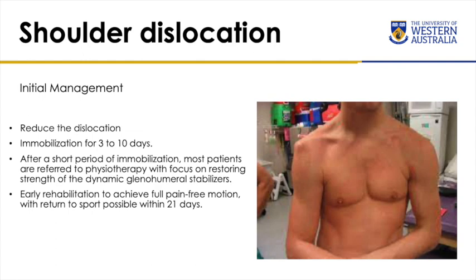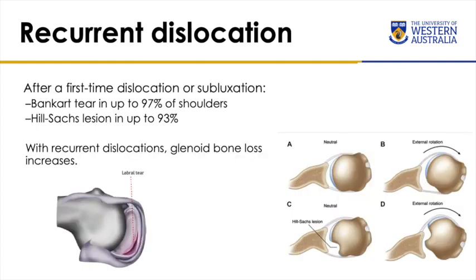With early rehabilitation, the patient should be able to achieve pain-free range of motion within 2 to 3 weeks, with the return to sport possible in 3 weeks. Unfortunately, that is often not the end of the story, with many patients going on to have recurrent dislocations. This is because the damage done during the initial dislocation to the static stabilizers of the shoulder leads to instability and ongoing problems.